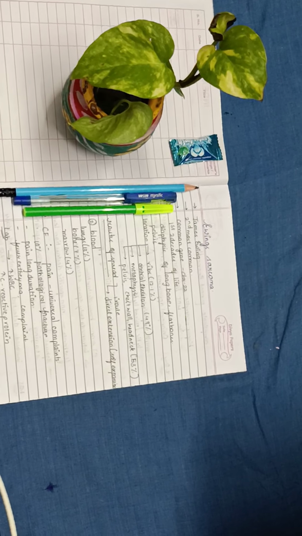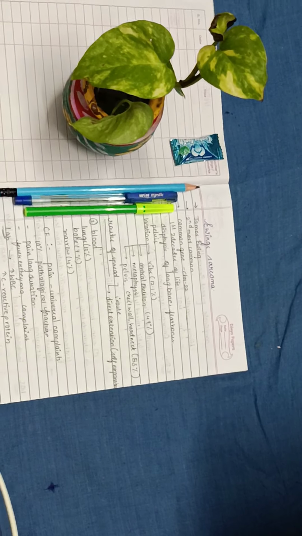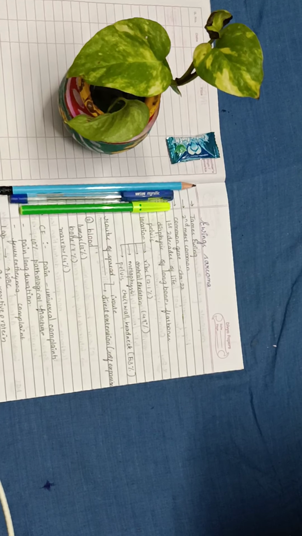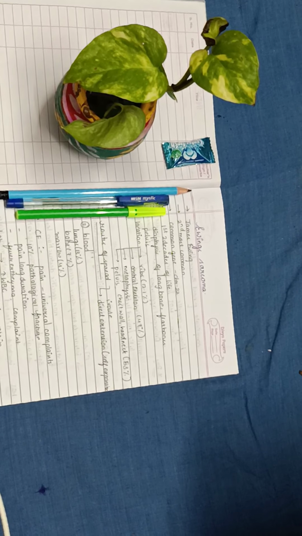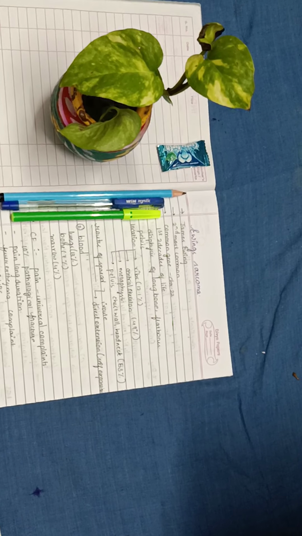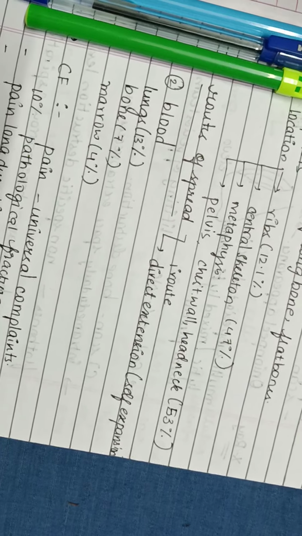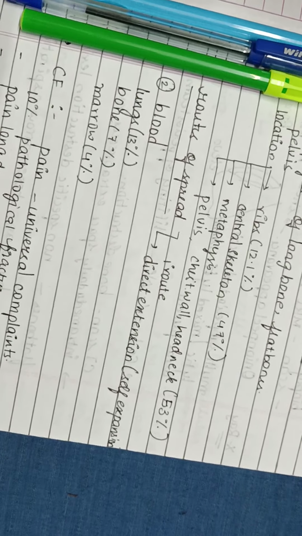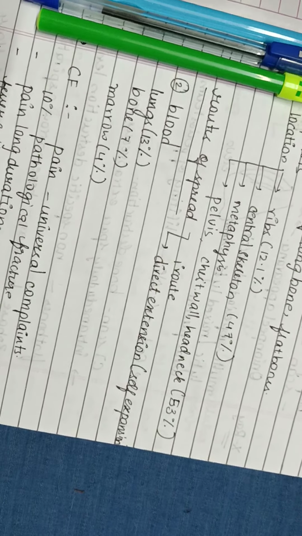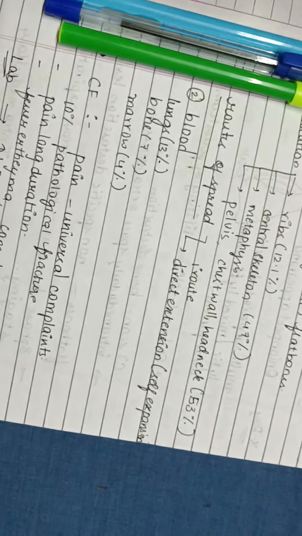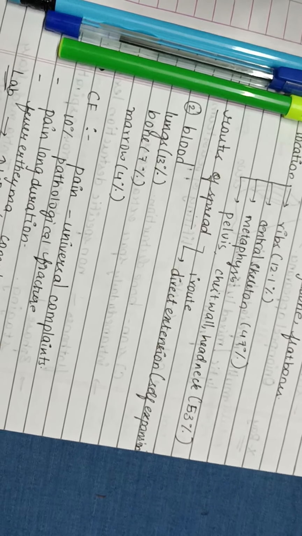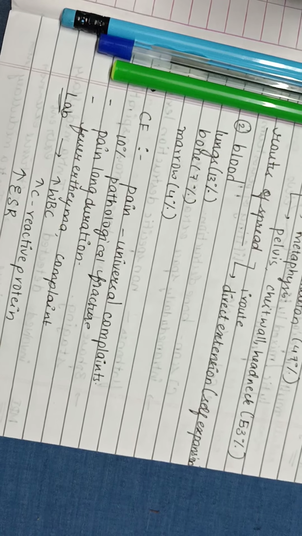It usually involves the diaphysis of the long bone, and the locations are the ribs, central skeleton, metaphysis, pelvis, chest wall, and also the head and neck. Coming to the routes of spread, there is direct spread and also a blood route of spread, and it metastasizes to the lungs and bone marrow.